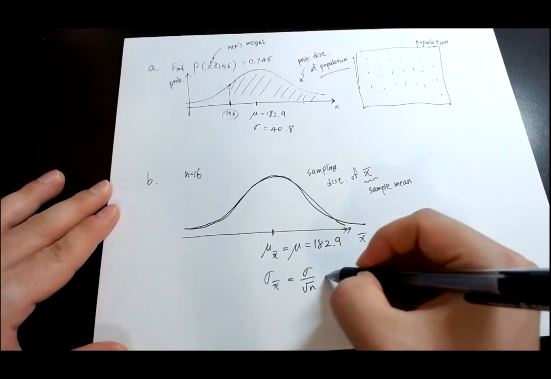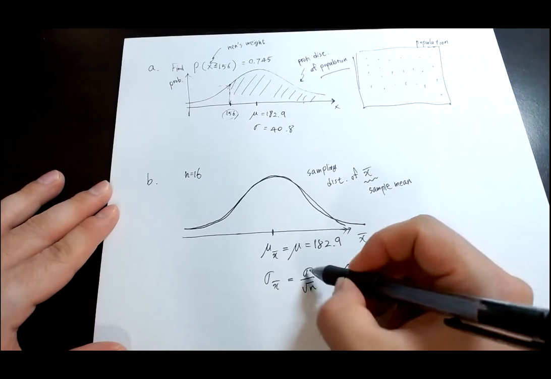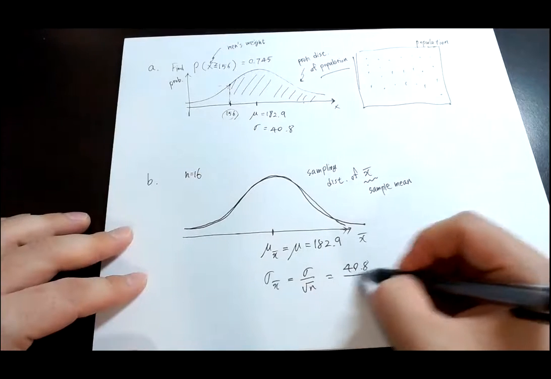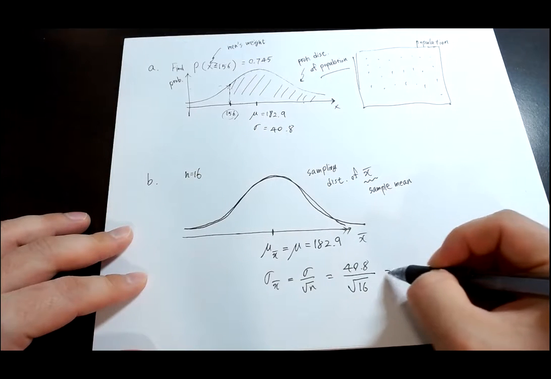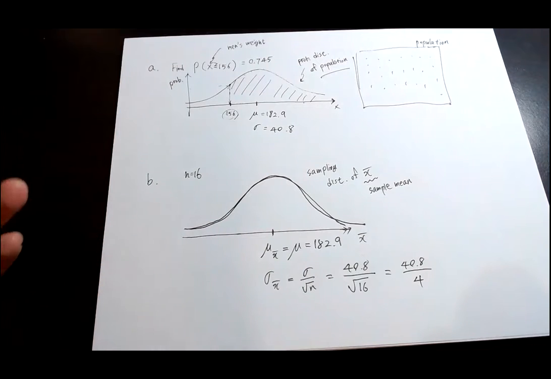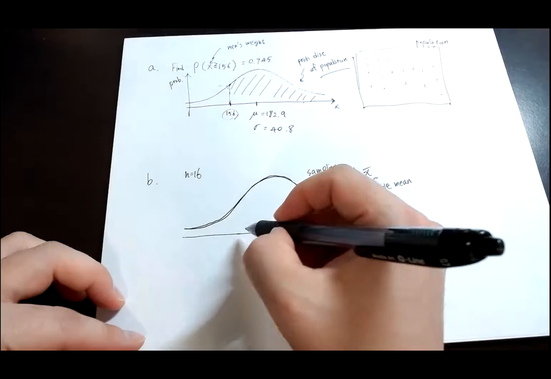So here the sigma is 40.8. Sigma is the population standard deviation, which is this. Divided by square root of n, n is 16, right? So we got 40.8 over 4. Okay, so where is 156 pounds? Right there.